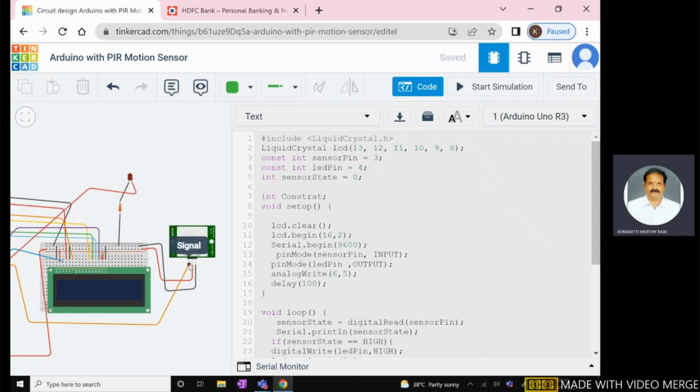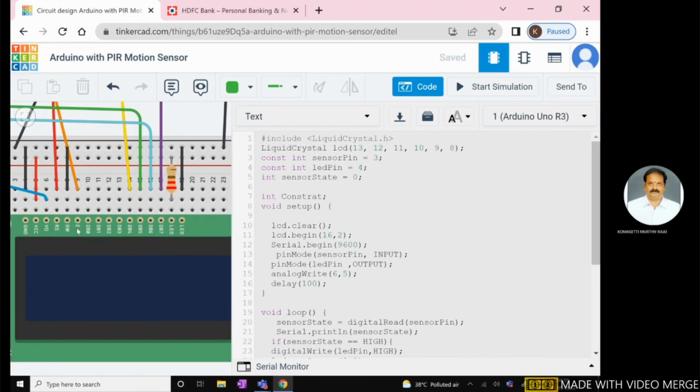This PIR sensor has 3 pins: signal, VCC power, and ground. The signal pin is connected to one of the digital pins of the Arduino board. These are the 16 pins of the LCD. Out of the 16 pins, the ground pin is connected to ground, and the VCC power pin to power. The contrast pin is connected to the 6th pin of the Arduino, which must be a PWM, pulse width modulation, pin.